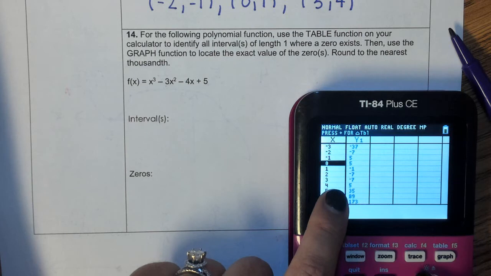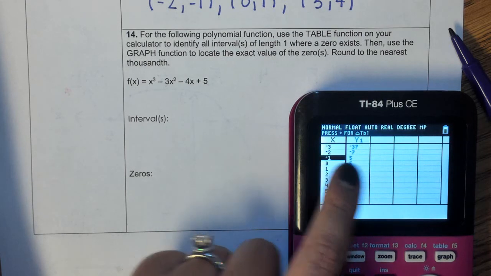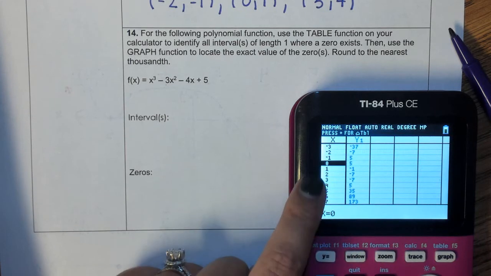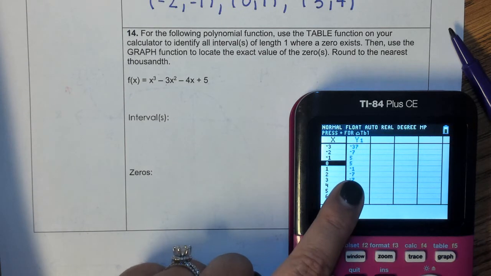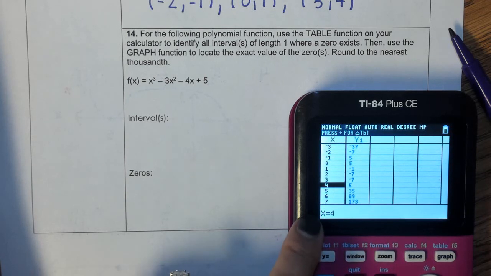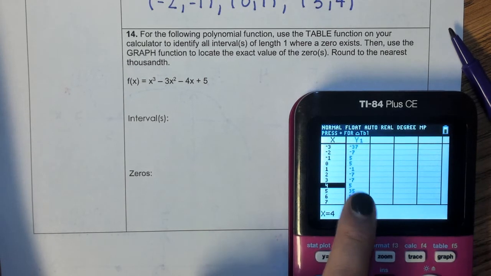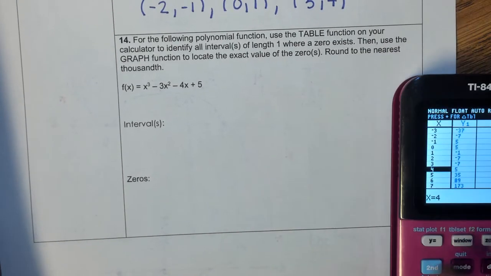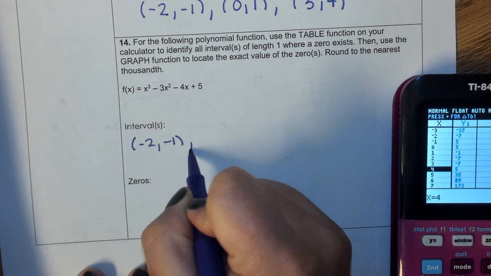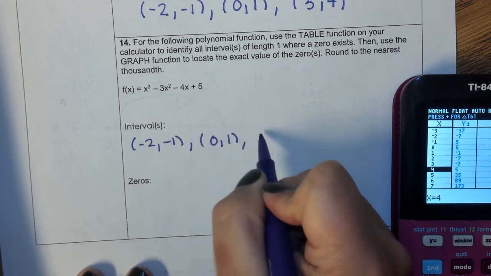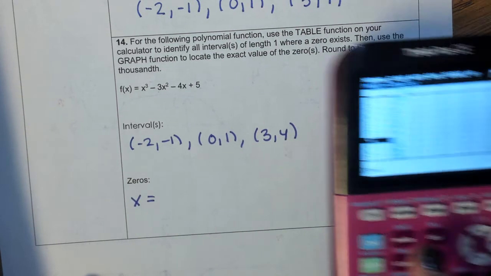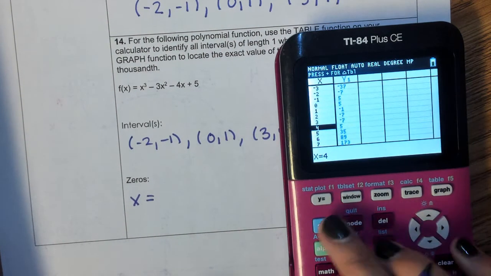So between negative 2 and negative 1, we change from a negative to a positive output. Between 0 and 1, your outputs went from positive to negative. And then down here, from 3 to 4, our outputs went from negative to positive. Okay, so I'm just going to very quickly write these down. And then the next thing that we're going to do is we're going to figure out exactly where those zeros are located. So I want to graph my function.